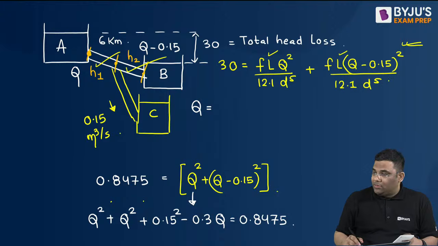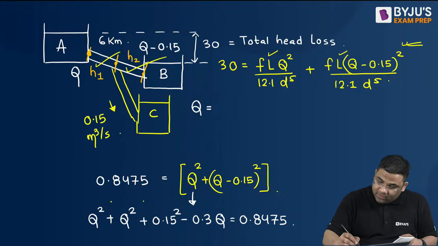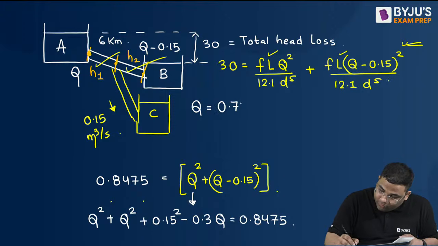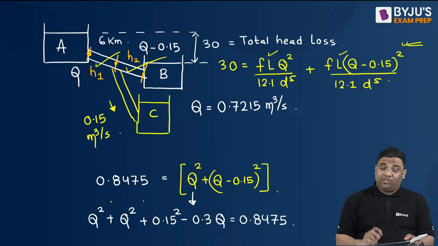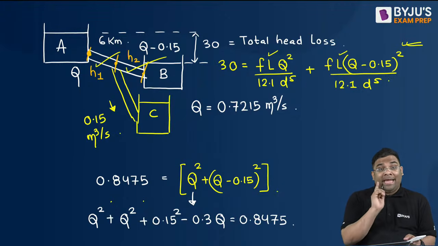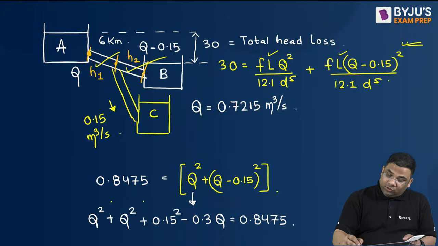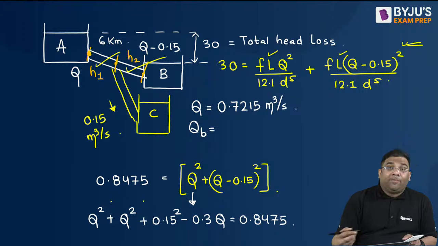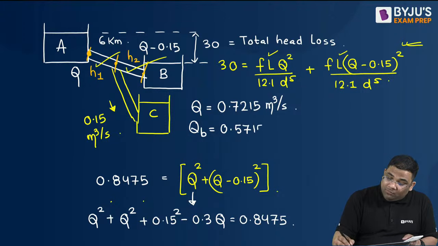Lakshmi Rao is getting 0.7215. Someone else also got 0.73. Samriddhi also got 0.73. Okay, very good. So the discharge you are getting is 0.7215 meter cube per second. But this is not the discharge to B, right? This is the discharge from A, which branches out. So discharge to B will be, you subtract 0.15, that is almost 0.57.